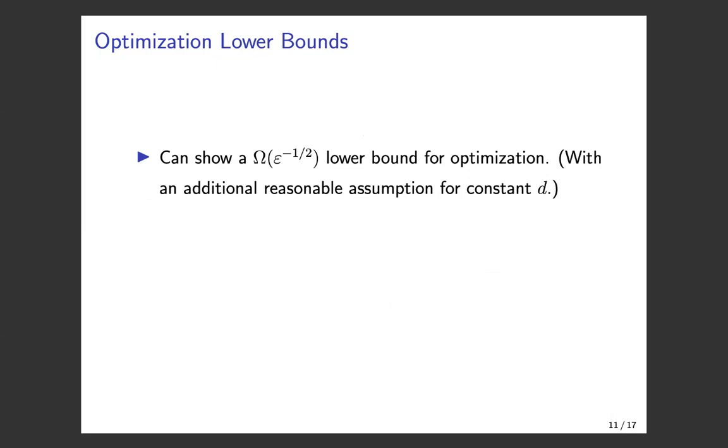Okay. So this is optimization upper bounds, but the final main result that we show is a lower bound for optimization. And this is a bit trickier to reason about, and I'll go into it in a bit of detail. But basically, you can show that optimization requires 1 over root epsilon space. Now there are some additional assumptions here when d is constant.